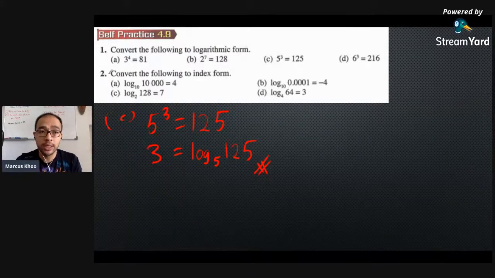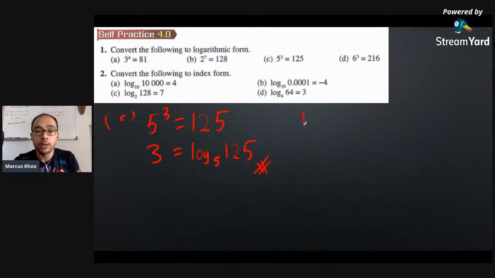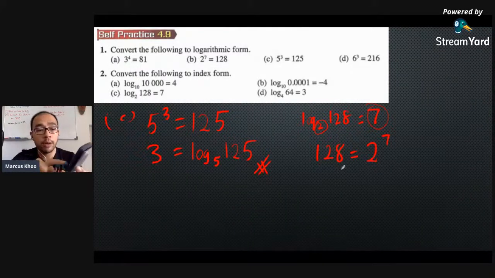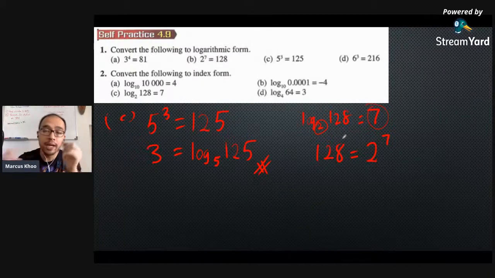Likewise, question 2, convert the following to index form. Let's do something simple like C again. So log base 2 of 128 equals 7. Again, identify the base, identify the index. This is the base and this is the index. Therefore, it will be 2 to the power of 7 equals 128. So this is log form, this is index form, which is also true if you think about it. We can always press 2 to the power of 7, and you get 128. So this relationship between the index form and the log form is very, very important.